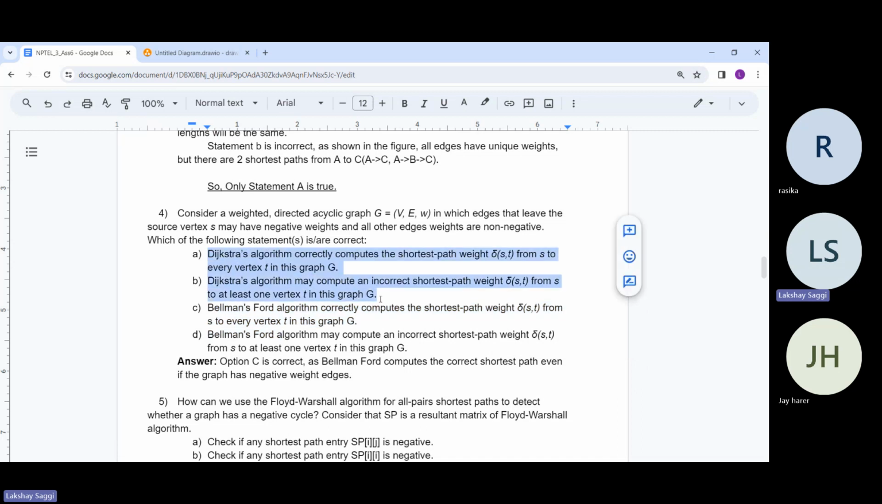Now comes options A and B. So out of options A and B, which of the following is correct? Will Dijkstra compute the shortest path or will Dijkstra not compute the shortest path correctly? Again, I want you guys to think about it. If you guys have any intuition or anything to say, you can type it up in chat.